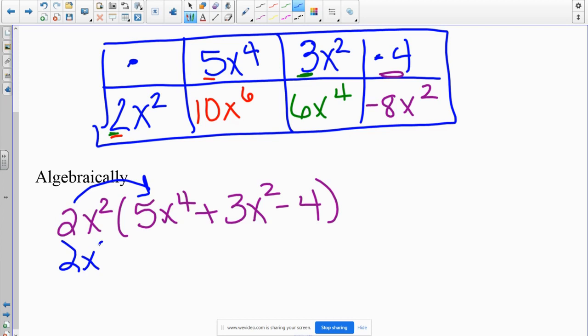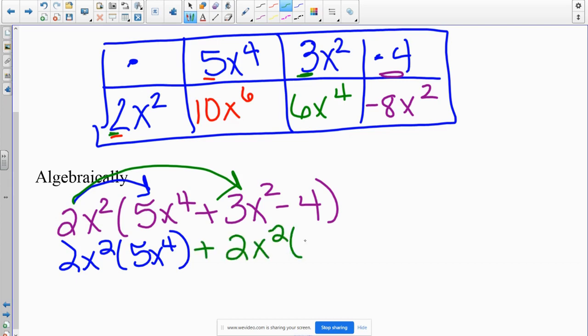I'm just going to write it so it's easier for you to see. A lot of people can just look at it and are not going to write this step, but my visual learners, I will show you step by step how to get this. So 2x squared times 5x to the fourth is my first distributing. Then I'm going to take that 2x squared times that 3x squared. So I'm going to add that in there. And then finally, I'm going to take that 2x squared times that last term, which is negative 4.